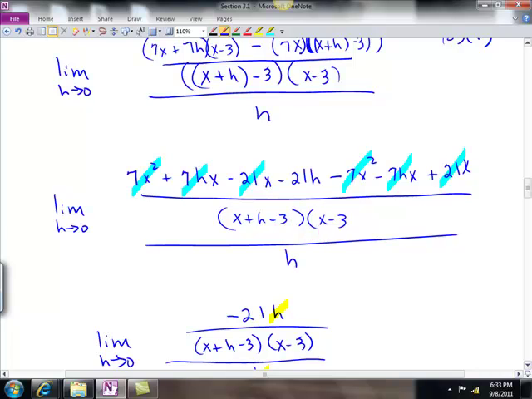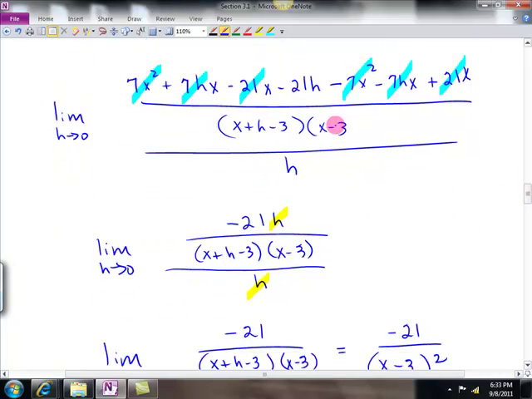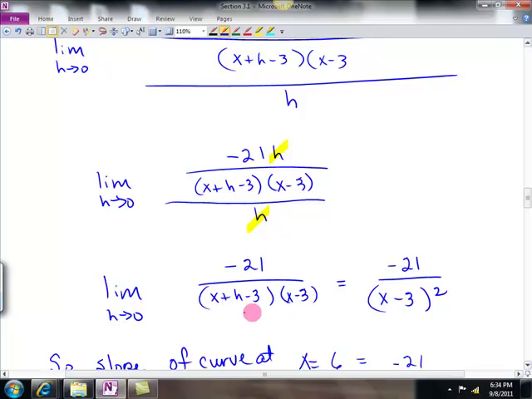Here's my denominator. All this stuff cancels out except the negative 21h. And since I've got this over h, what can happen? When you flip this and multiply it, this h is on the bottom. They're going to cancel out. And so you've got negative 21 over this business. And as h goes to 0, h is gone. I've got x minus 3 times x minus 3. I end up with this. I can write it as x minus 3 squared.